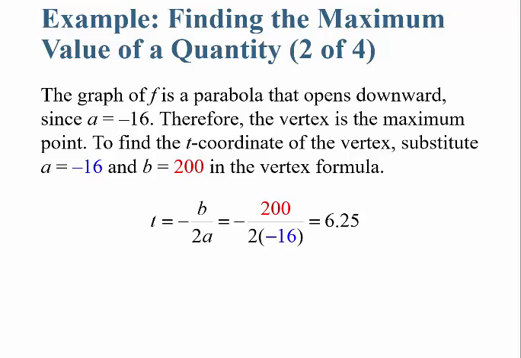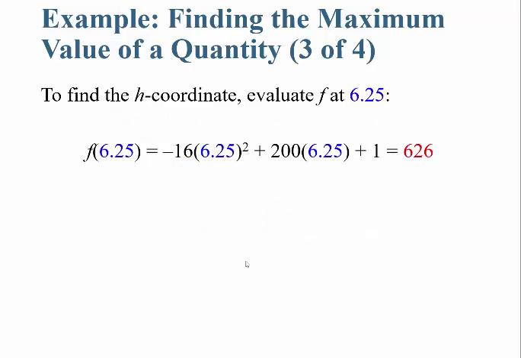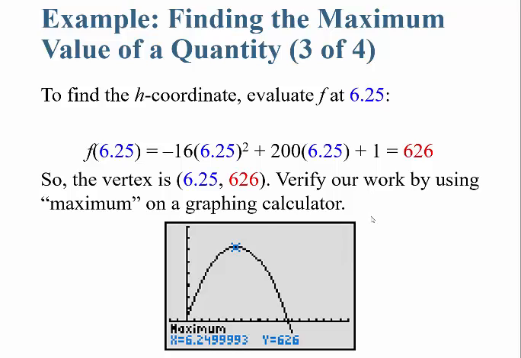To find the t-coordinate of the vertex, the t value is equal to negative b over 2a. That would be negative 200 divided by 2 times negative 16, which ends up being 6.25. To find the maximum height, you then plug that into the model. The maximum height occurs at 6.25 seconds after launch. Plugging that into your model, you end up getting that the maximum height of this firework is 626 feet. You can graph it to verify this on your calculator.